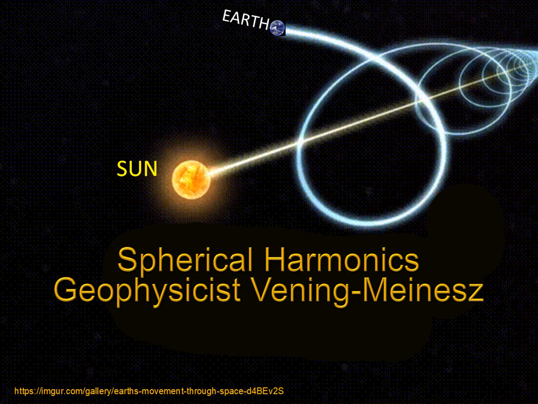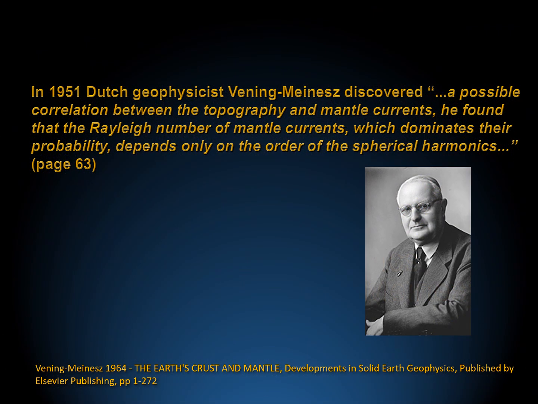Spherical harmonics and the insights of geophysicist Vening Meinesz. In 1951, Dutch geophysicist Vening Meinesz discovered, quote, a possible correlation between the topography and mantle currents. He found that the Rayleigh number of mantle currents, which dominates their probability, depends only on the order of the spherical harmonics. The mantle currents mentioned in this quote are Rayleigh-Benard convection.